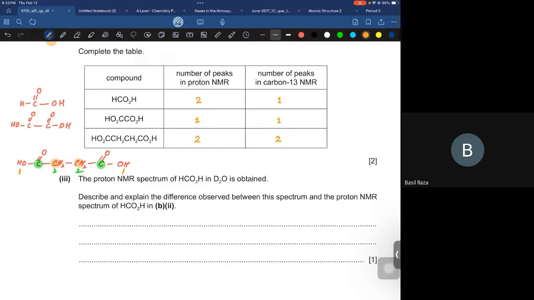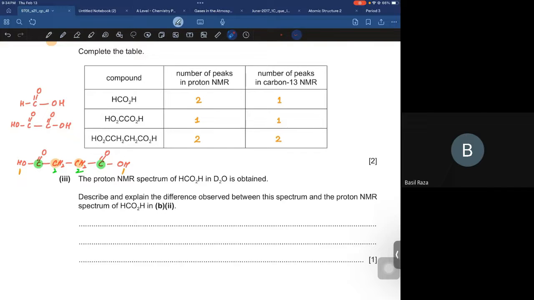After dissolving in D2O, your labile hydrogen would be replaced. Your reactive hydrogen would be replaced by deuterium. It would become OD. Rather than OH, I can write this as OD. So this peak will disappear.